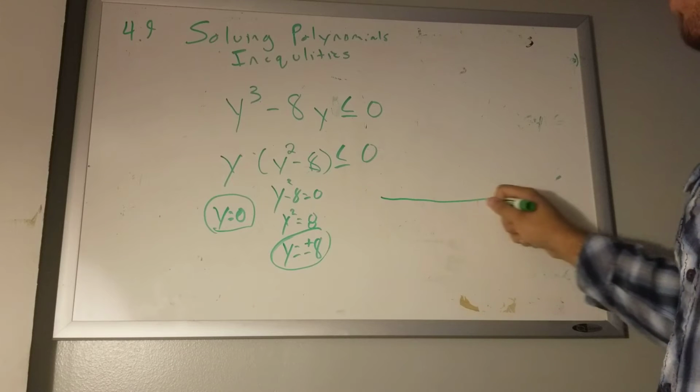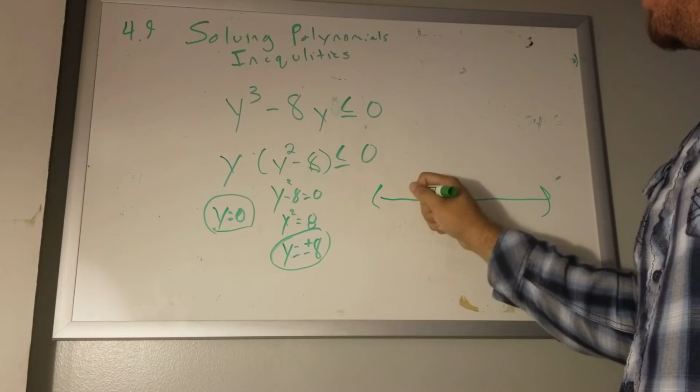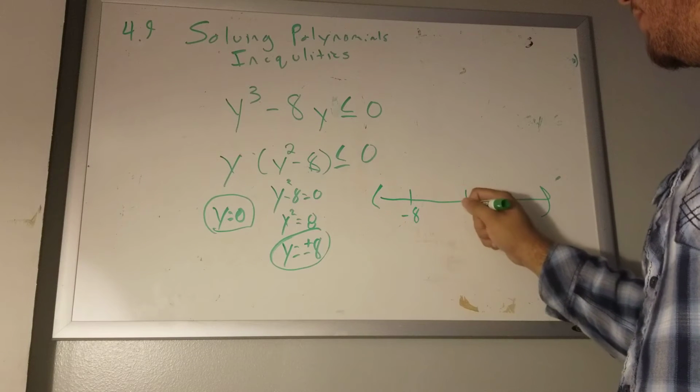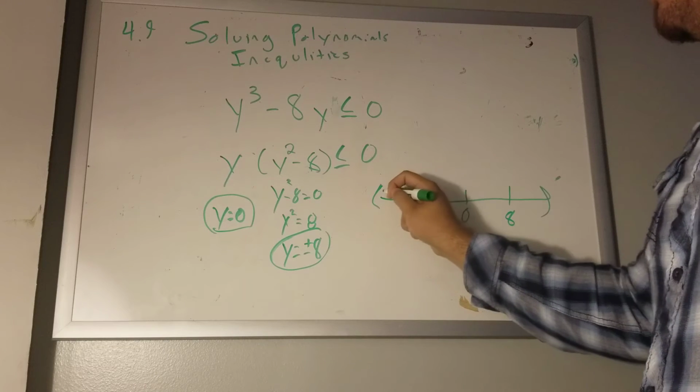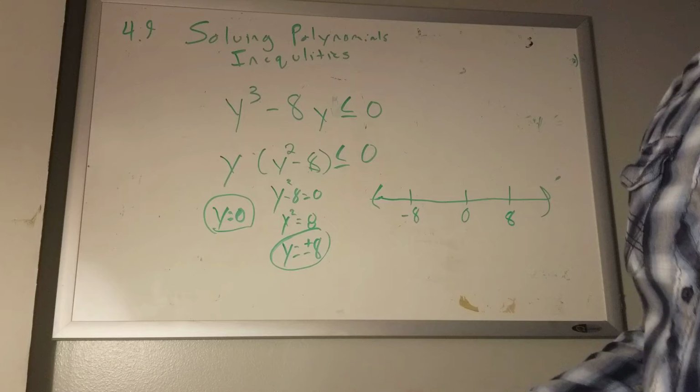So when I do my number line, I'm going to have 3 root points. Negative 8 over here, 0 over here, and 8. Again, the number line is what's unique in the inequality. Here, you'll be done if it was just an equal sign.